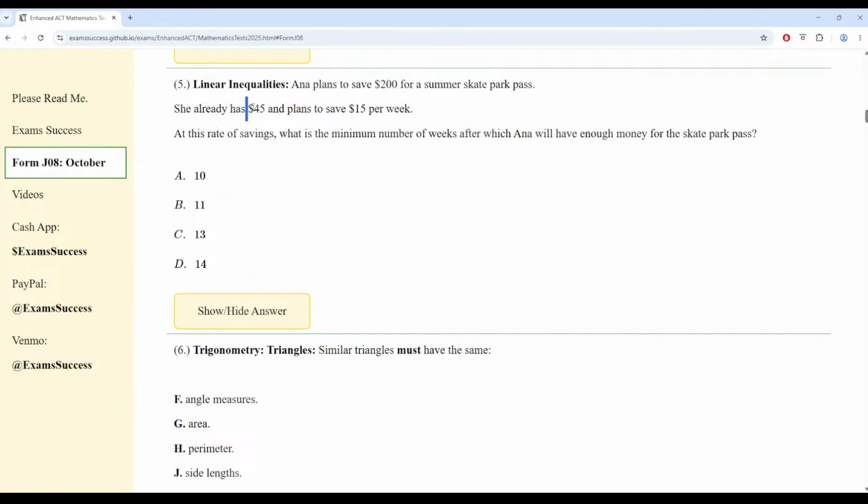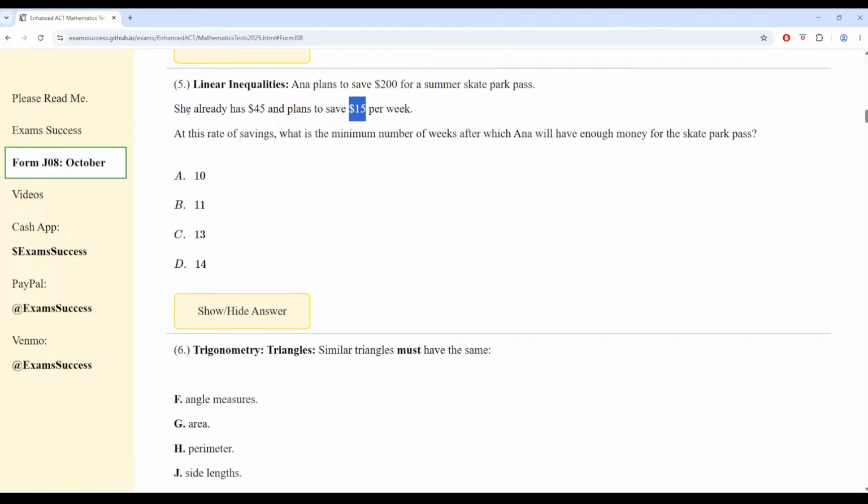She already has $45. This is what she has already. Then she plans to save $15 per week. Per week. So if you're looking at this right away, you see a linear function: this will be the slope, and this will be the y-intercept, what she has already, and then the slope per week.